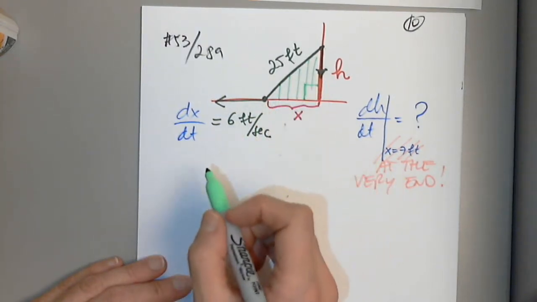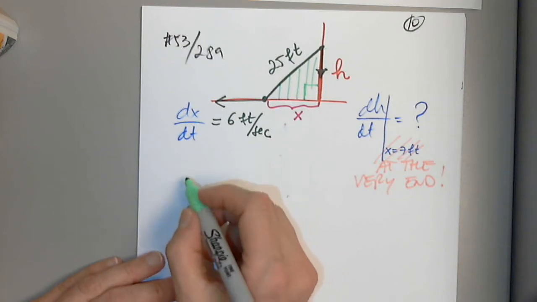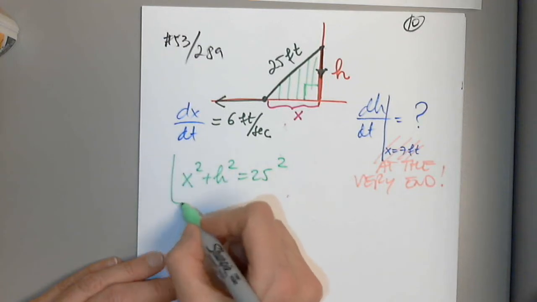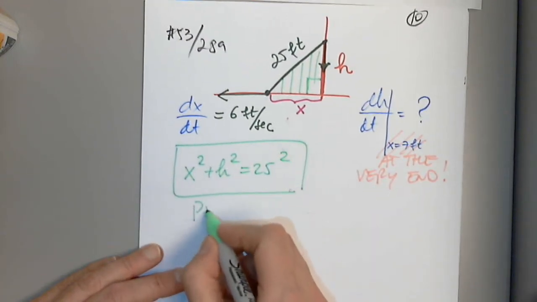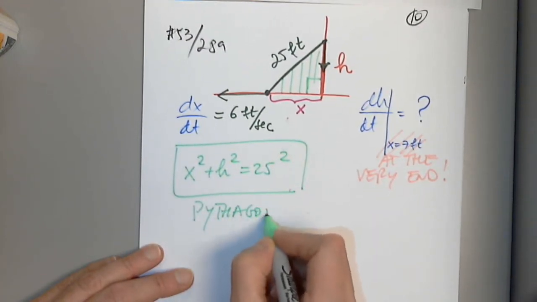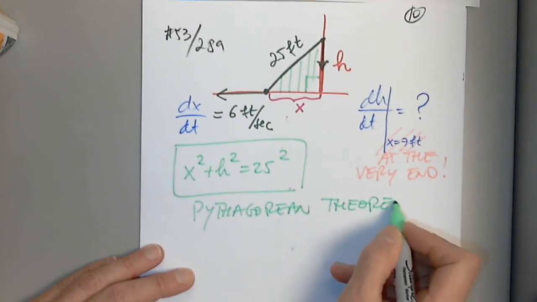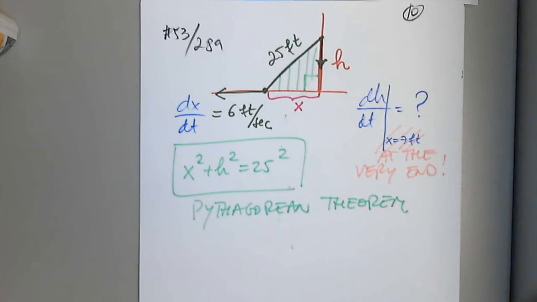It's a right triangle. It's been a while. That's okay. x squared plus h squared equals 25 squared. This is what it's called, the Pythagorean theorem, in which h and x are what? Functions of time.